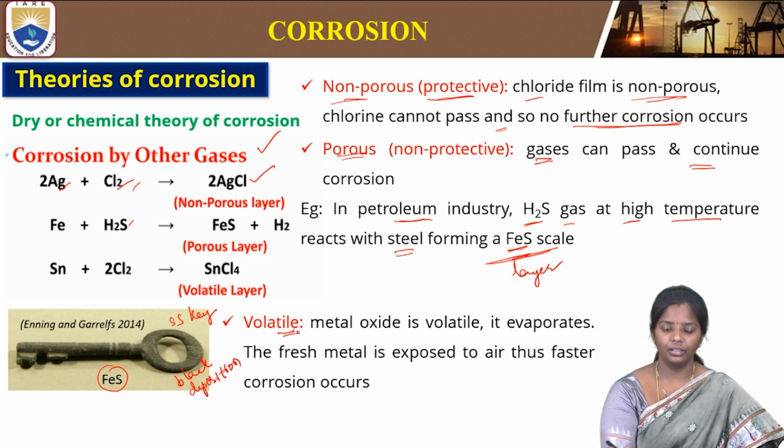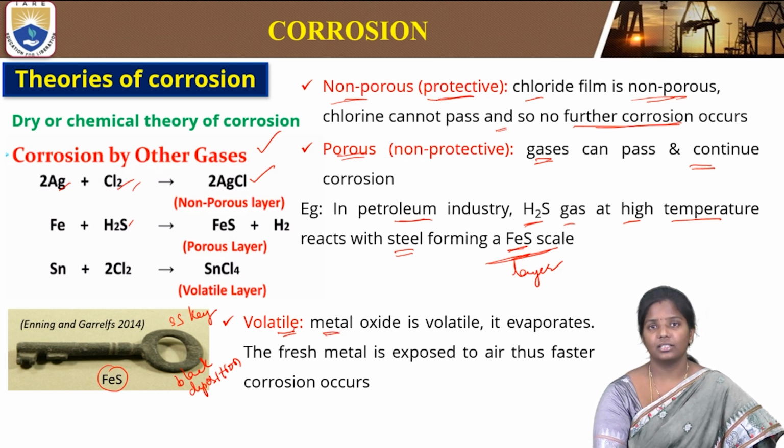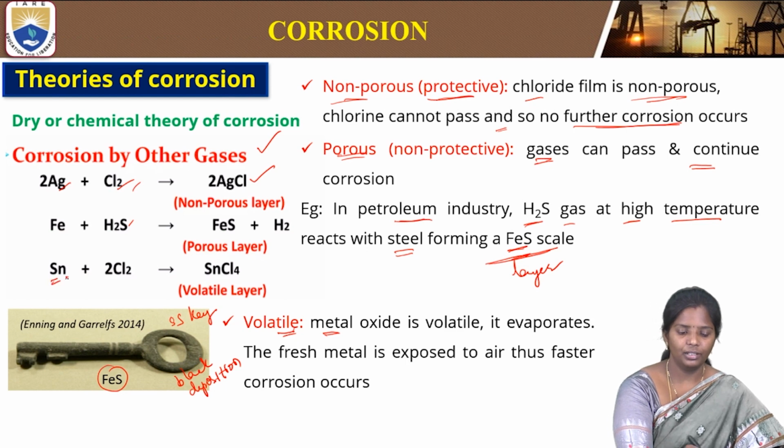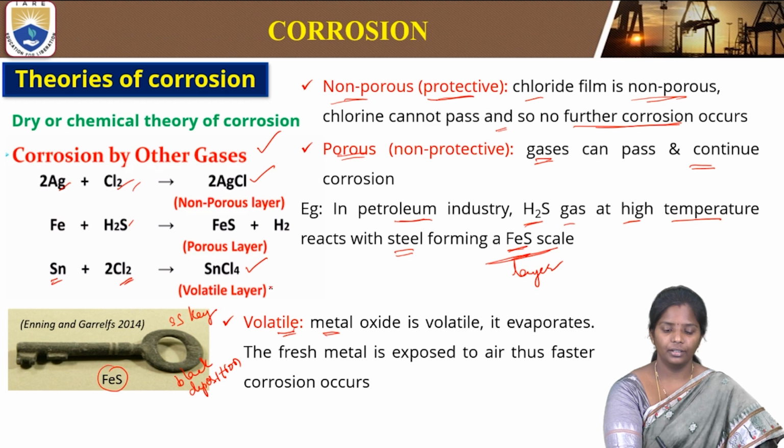Volatile layer. In the volatile layer, what happens? The metal that is reacting with the gas will evaporate. For example, tin and chlorine form tin chloride. This tin chloride layer will evaporate.